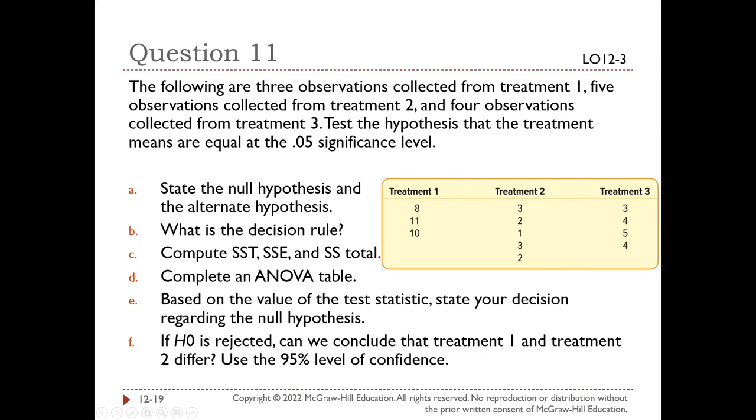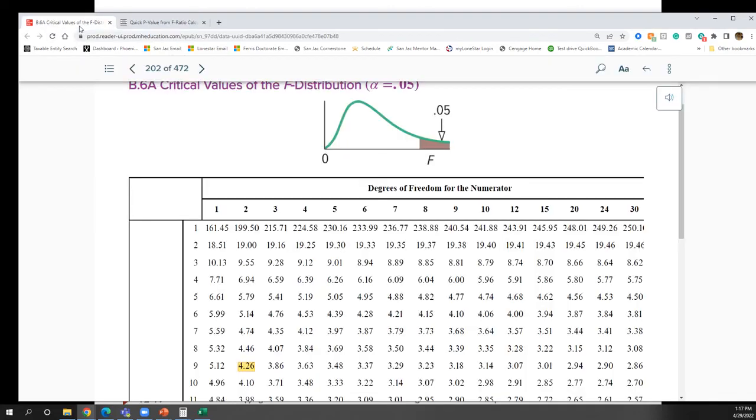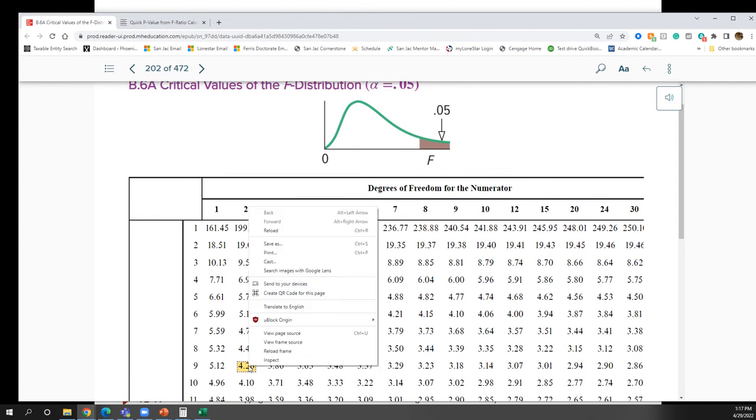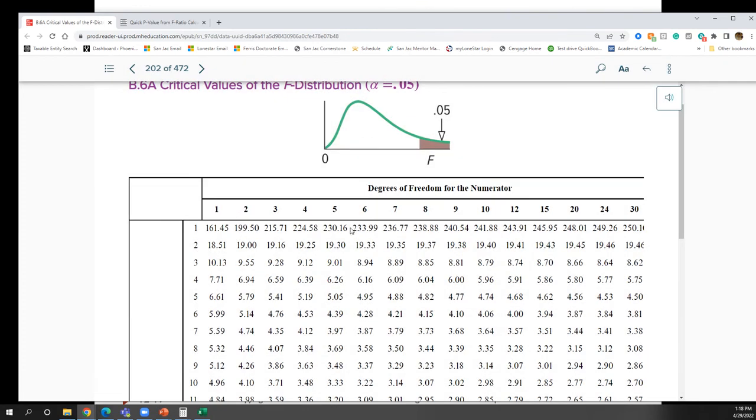So, back to our chart. We're going to go ahead and take that out. So, again, we're looking at 3 treatments. So 3 minus 1 is going to be 2. So that's our numerator. Treatment is always in the numerator when we're doing the ANOVA.